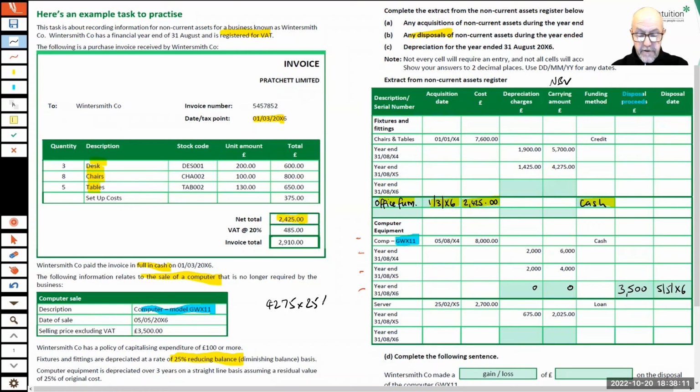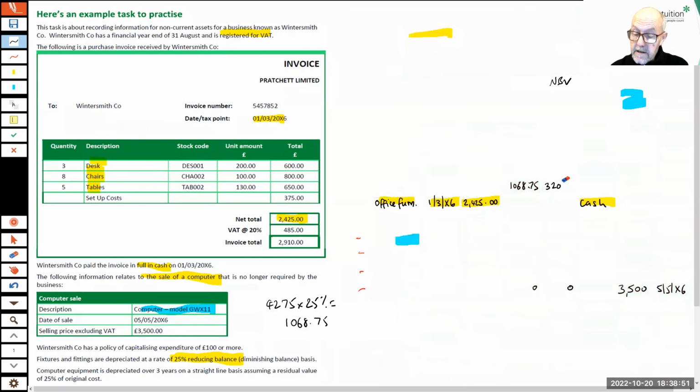4275 times 25%. So our charge for this year, 1068.75. Which deducted from 4275, it is now worth 3206.